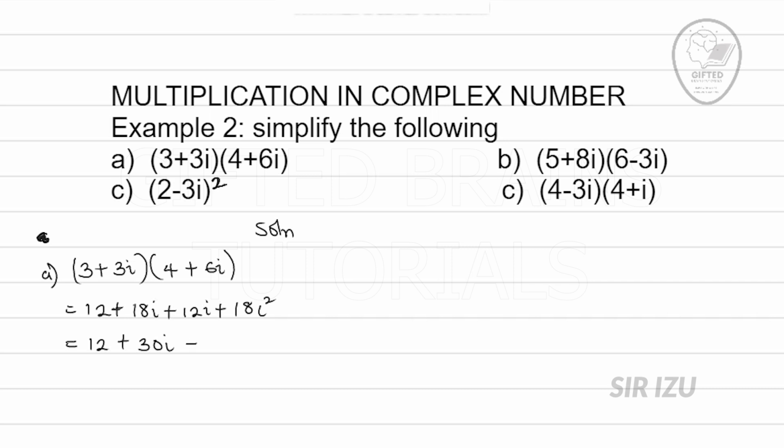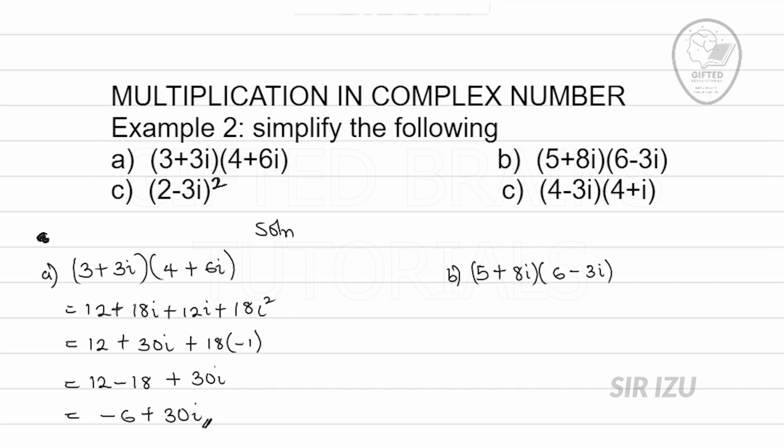So we have 12 plus 18i plus 12i, which gives me 30i, plus 18i squared. Our i squared is minus 1, so this will be 18 times minus 1. At the end of the day, we would have 12, and then 18 times minus 1 will give me minus 18. I will write it with the real part, then plus 30i. So at the end of the day, what we have is minus 6 plus 30i. And that's the solution to the A. Let's take the B now.